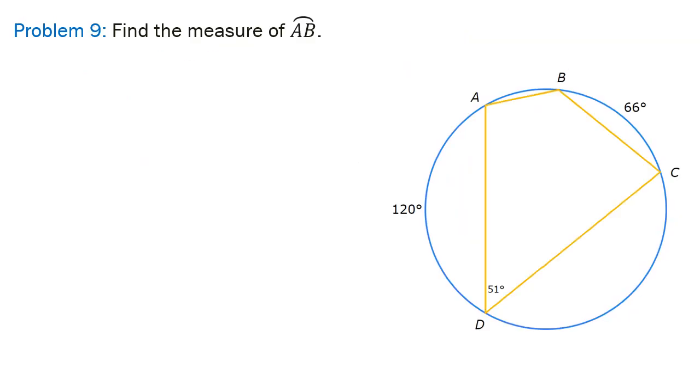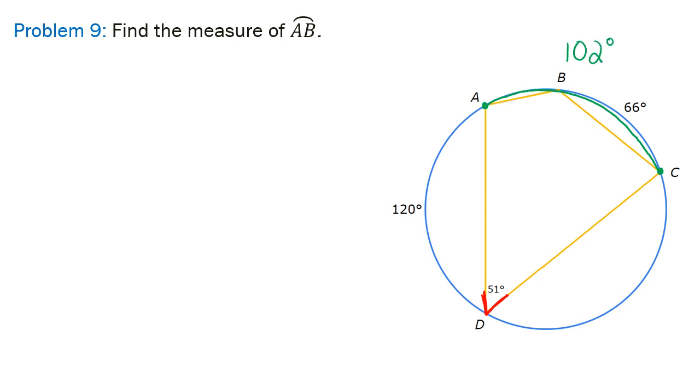All right, so for this problem, it asks us to find the measure of the arc AB. So this is going back and making us use our knowledge of inscribed angles and arcs. So we can see that angle D, this inscribed angle, is 51, which means the arc from A all the way to C should be double 51 degrees. So 51 times 2 should be 102 degrees.